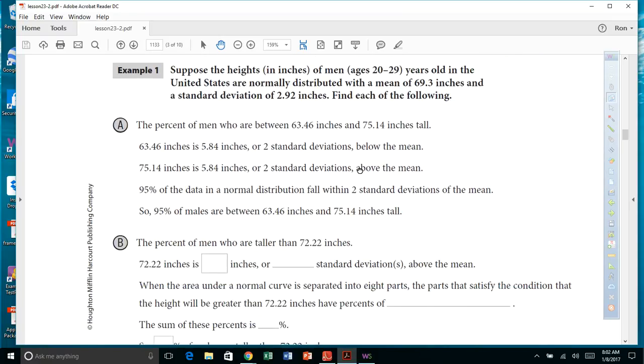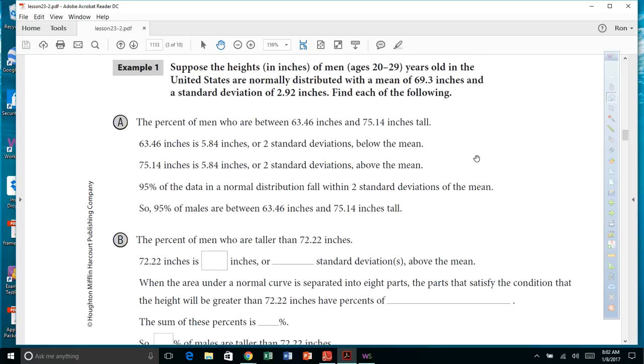Suppose the heights in inches of men ages 20 to 25 years old in the United States are normally distributed with a mean of 69.3 inches and a standard deviation of 2.92 inches. Find the following. All right. The percent of men who are between 63.46 inches and 75.14 inches tall.